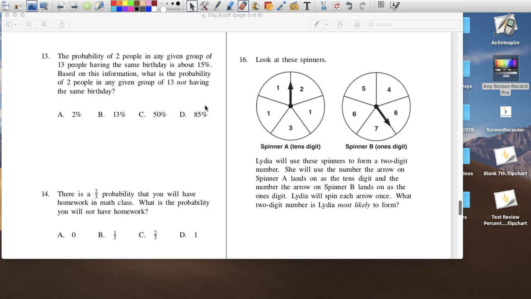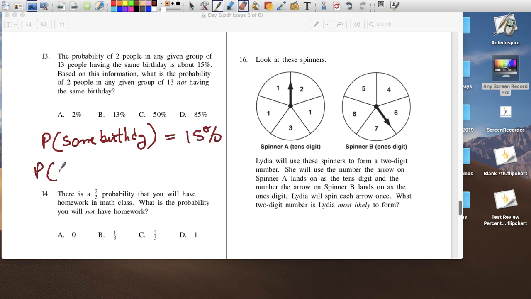16. The probability of 2 people in a given group of 13 having the same birthday is 15%. So the probability that 2 people have the same birthday, if there are 13 of you in the room, is 15%. Based on this information, what's the probability of 2 people in any group of 13 not having the same birthday? Well, if the probability of having the same birthday, if there are 13 people in the room, is 15%.